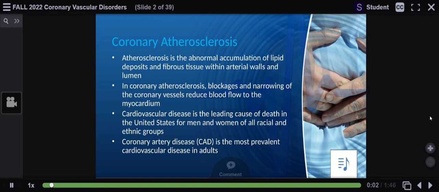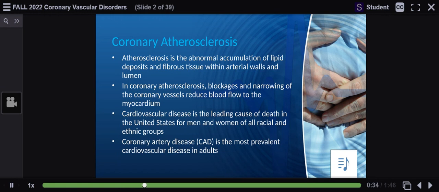Cardiovascular disease is the leading cause of death in the United States for men and women of all racial and ethnic groups. The term ACS, or acute coronary syndrome, is used to describe the range of clinical presentations from unstable angina to acute MI. The continuum from angina to MI, or myocardial infarction, will cause symptoms that are due to an imbalance between myocardial oxygen demand and myocardial oxygen supply.